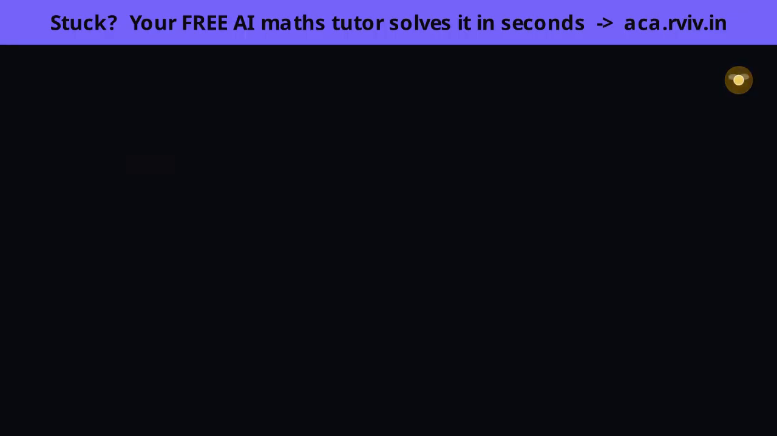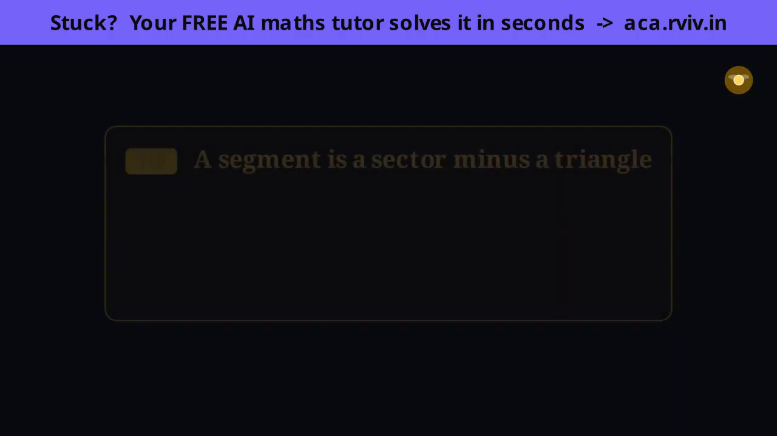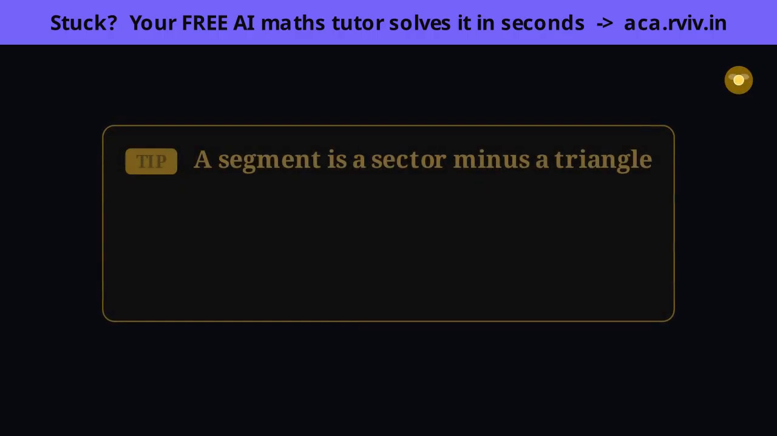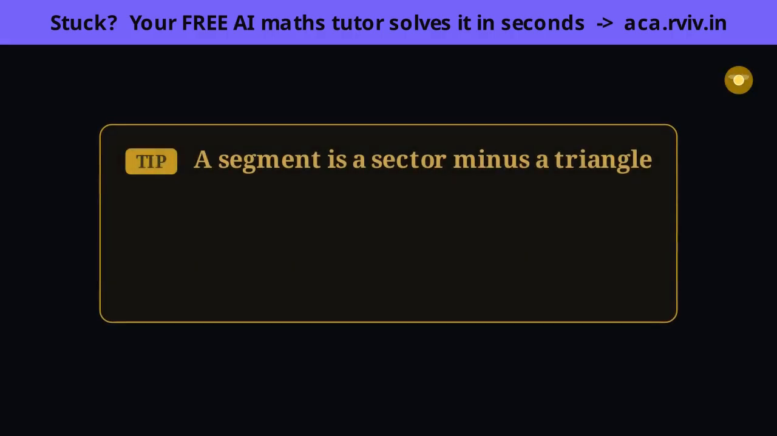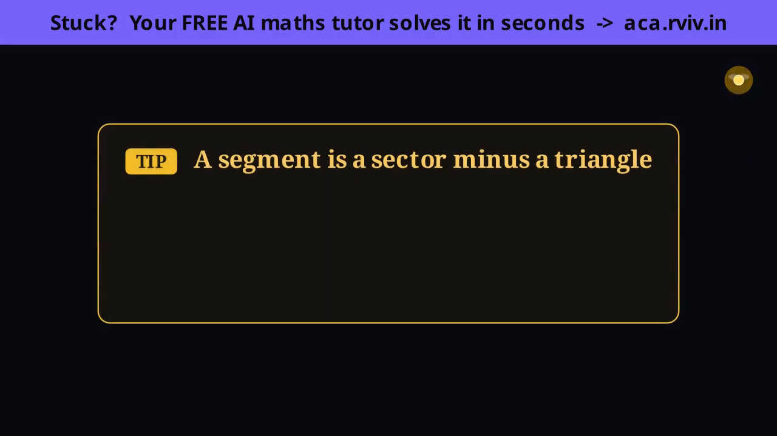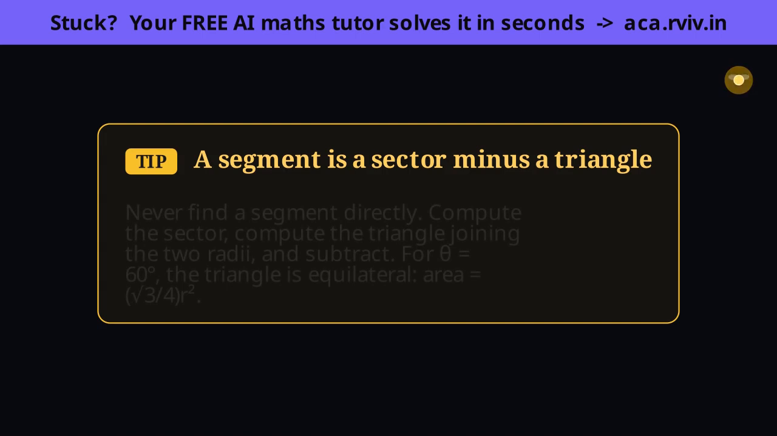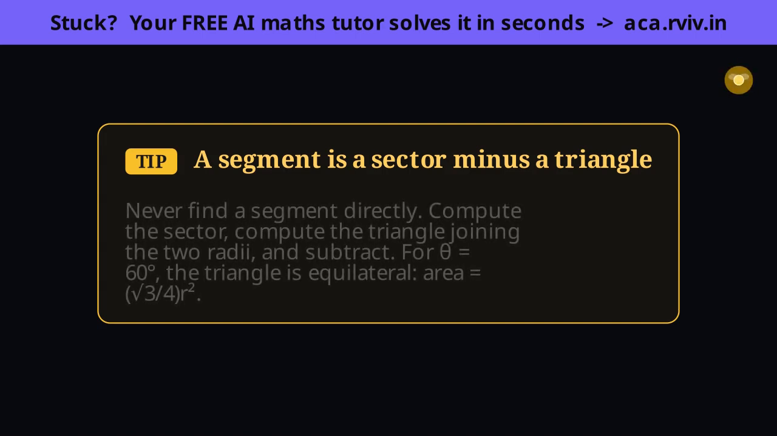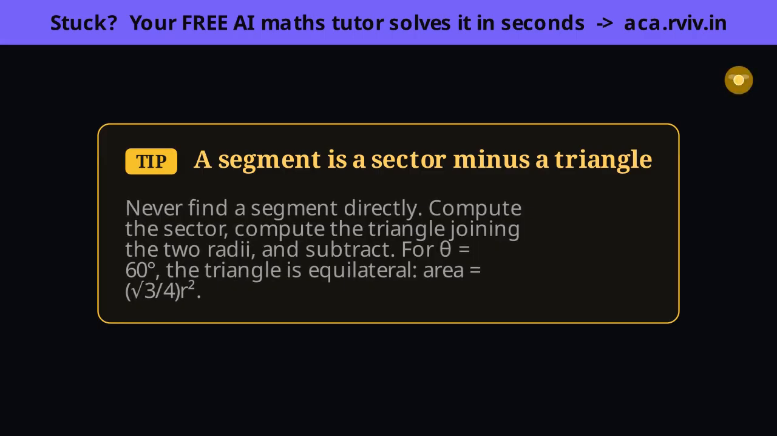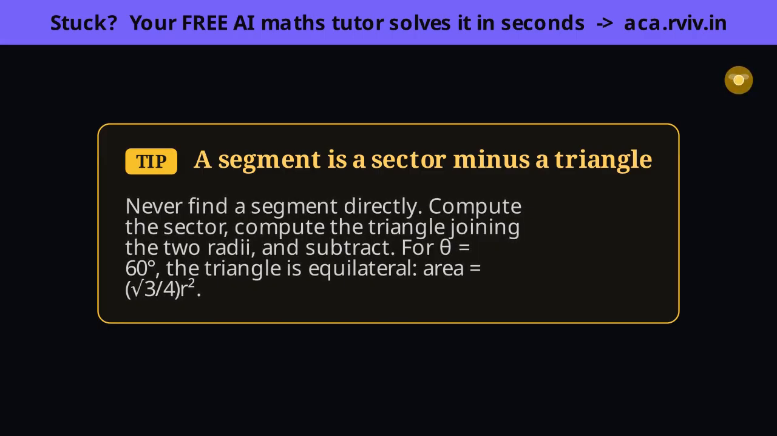For a segment, never hunt for a special standalone formula. There isn't one, and there doesn't need to be. Remember, we lifted the triangle straight out of the sector to reveal the segment, so the segment simply is the sector minus that triangle. Find the sector, find the triangle formed by the two radii and the chord, subtract. And a bonus: when the central angle is 60 degrees, the two equal radii force the triangle to be equilateral, so its area is √3/4 times r², a shortcut that saves you the perpendicular and the trig.